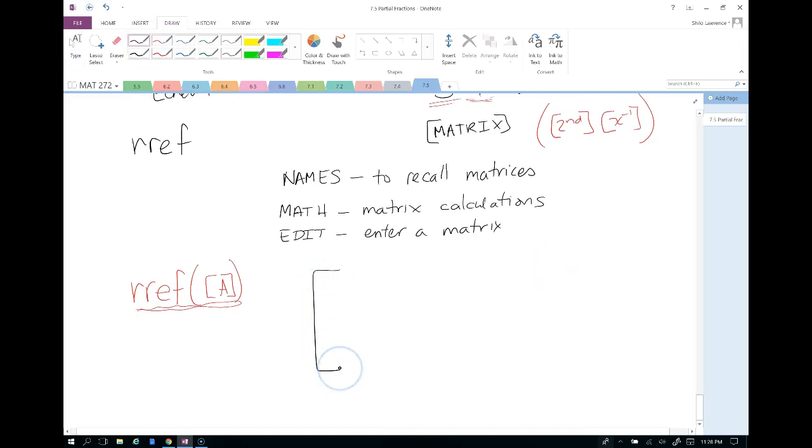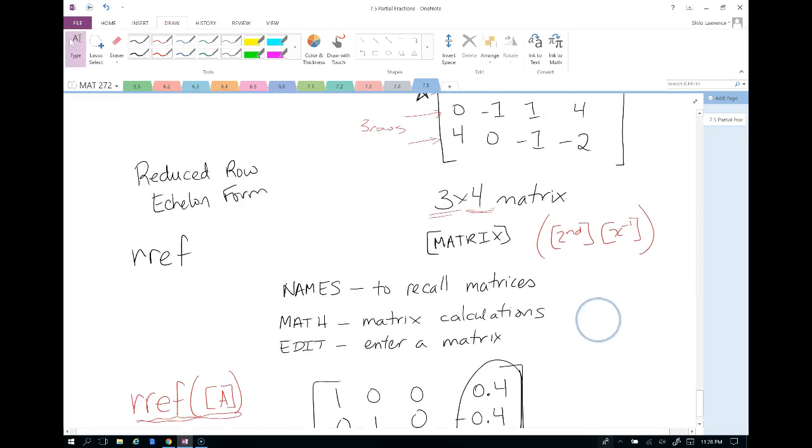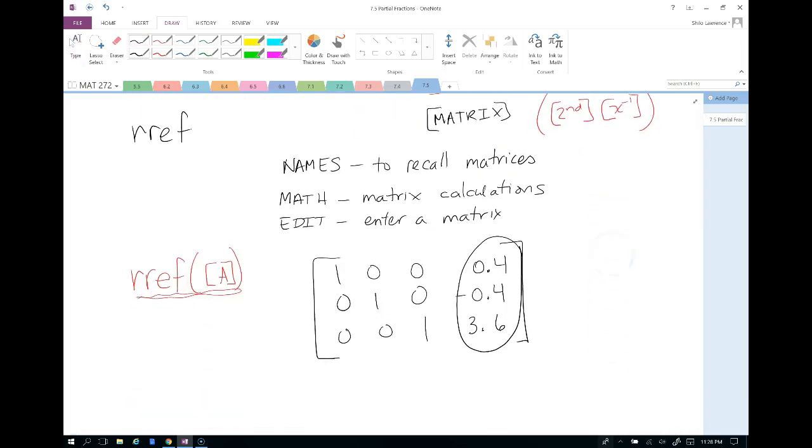another 3 by 4 matrix that says 1, 0, 0, 0.4, 0, 1, 0, -0.4, 0, 0, 1, 3.6. This last column are our solutions, and they're in the exact same order that we put our variables in the columns in the original. So I originally ordered them A, B, C, which means these are going to be A, B, C.